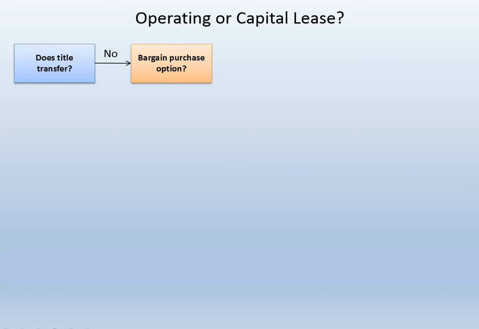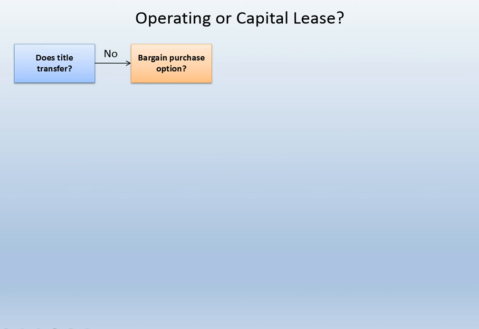But just as an extreme example, let's say that we're leasing a delivery truck, and we're going to lease this delivery truck for a couple of years, and the lease agreement says at the end of the lease term, the lessee can buy this delivery truck for $1. Well, that would certainly be less than the fair market value of the asset, and so we would answer yes to that question. There is a bargain purchase option.